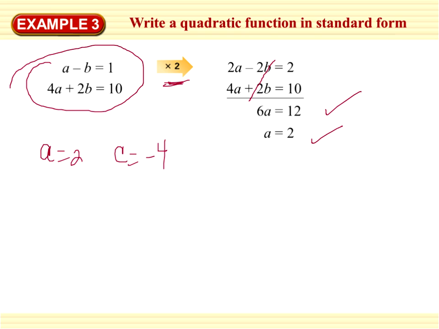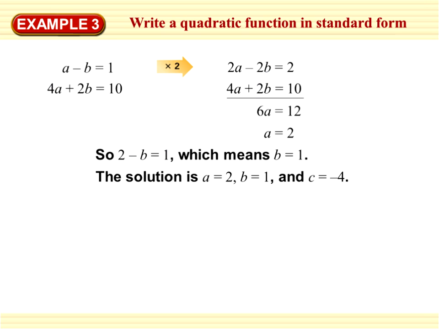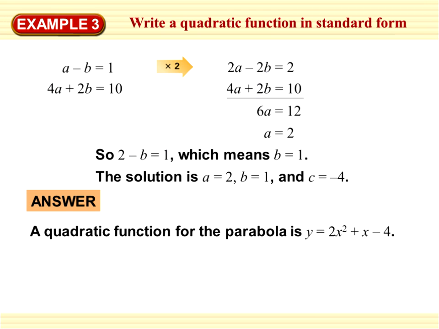With that in mind, I'm going to go ahead and take this first equation up here, which is a minus b equals 1. And I'm going to plug in what I know. 2 minus b is equal to 1. Well, mental math. 2 minus what gives me 1? So b is equal to 1. Voila. We can write our equation. Y is equal to 2x squared plus x minus 4.